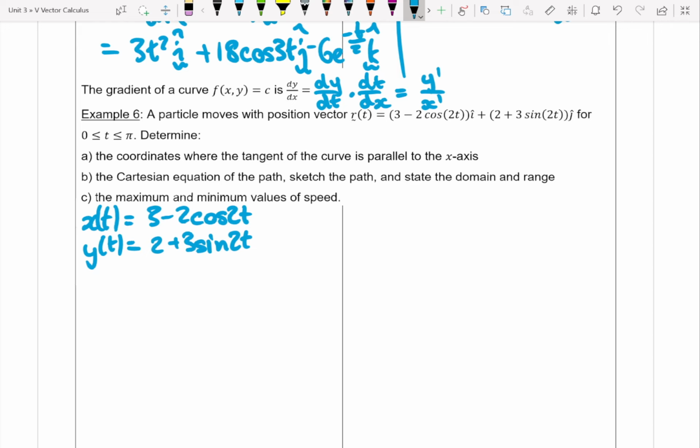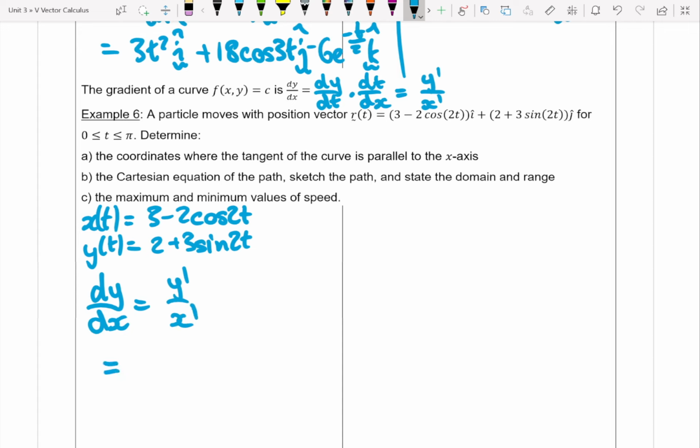We're asking where is it parallel to the x-axis. So the tangent of the curve is going to come when the gradient is 0. When the gradient of this curve is equal to 0, it's going to be parallel to the x-axis. So to find the derivative, we want to find dy/dx, which, as we looked at earlier, is going to be y dash on x dash.